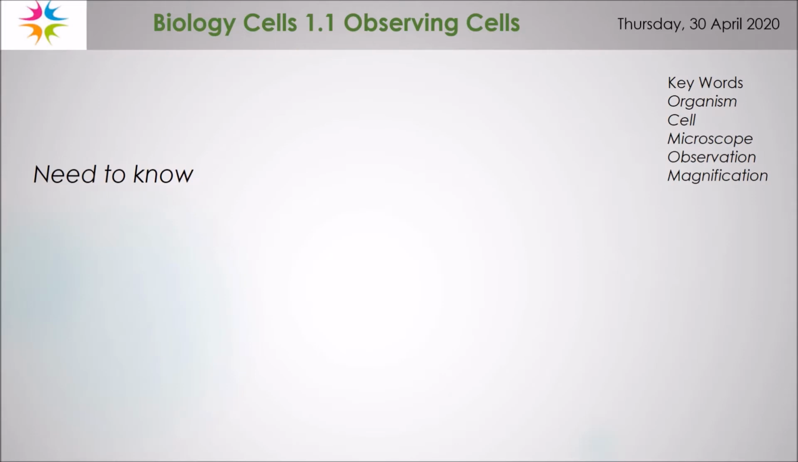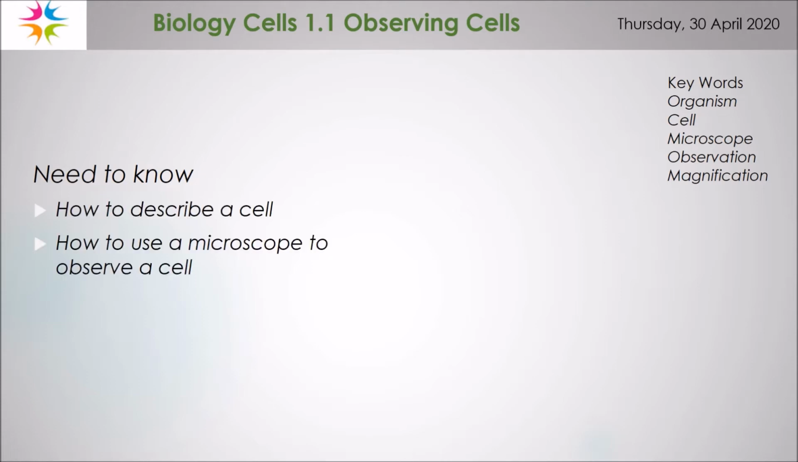We need to know several things about cells for this lesson. There are 3 of them. We need to know how to describe a cell, how to use a microscope to observe a cell, and how to calculate magnification. We need to know these things really so that next lesson we can look at how we use it and how we prepare slides to look at cells.